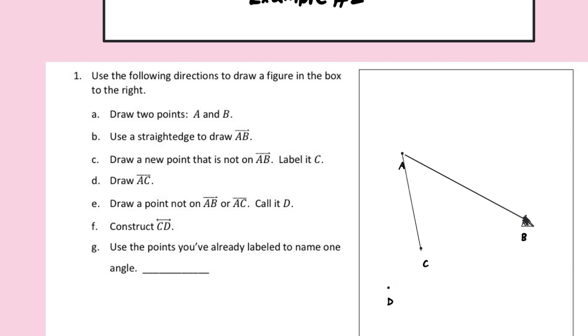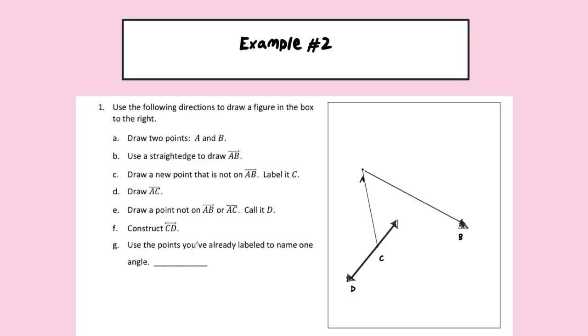And now for part F, we are to construct a line, CD. We know this is a line because of the 2 arrows on the top here. Here is line CD. I extended this to show that our line extends.